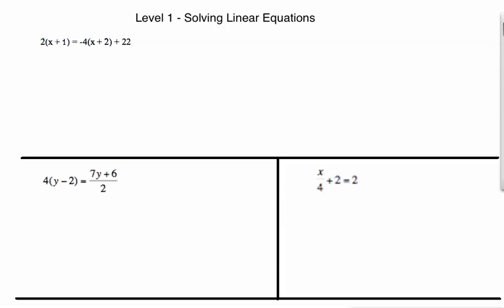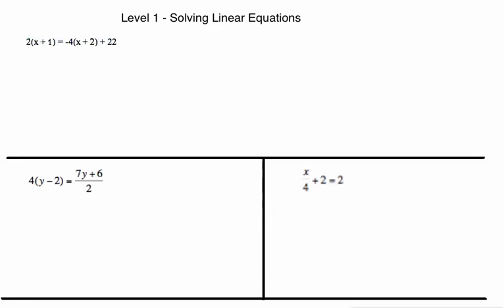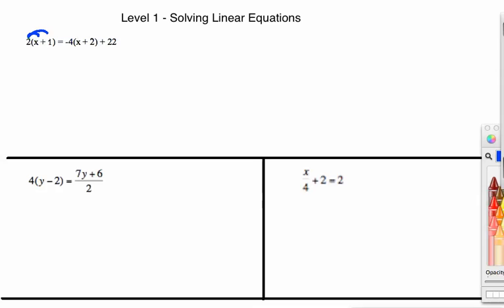Alright, in this video I'm focusing on level 1, which is solving linear equations. In this first problem, there's a lot of distribution going on. So the first thing we want to do is simplify both sides as much as possible. In order to do that, we need to distribute this 2 and this -4 to each part.